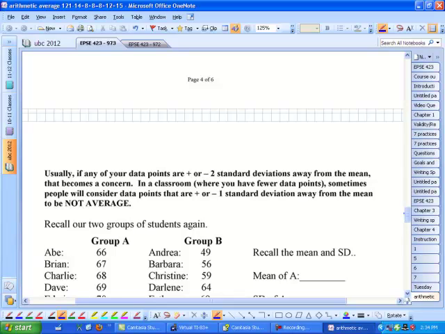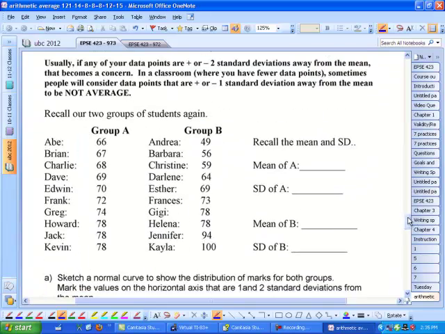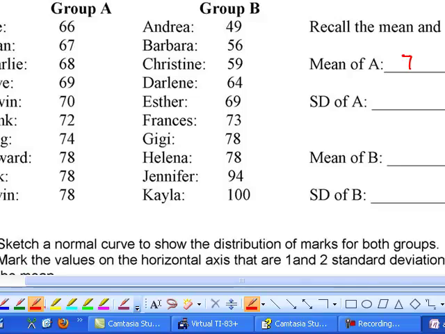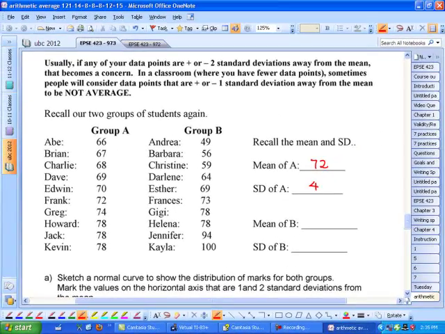So looking back at our 2 groups of students again. Group A, recall we had a mean of, I think it was 72, and the standard deviation, I believe, was, I think, 4.4. And in group B, and by the way, you can look at this back on, I think, page 1 and 2, I think the mean was also 72, but the standard deviation was 15.4.